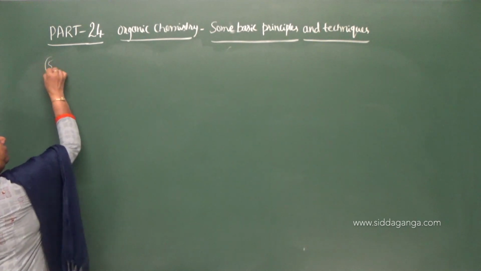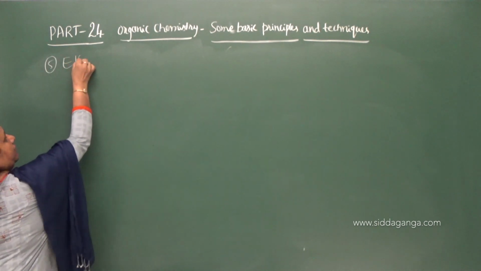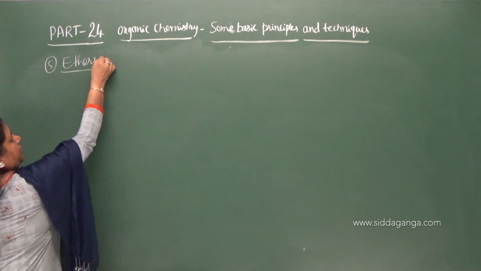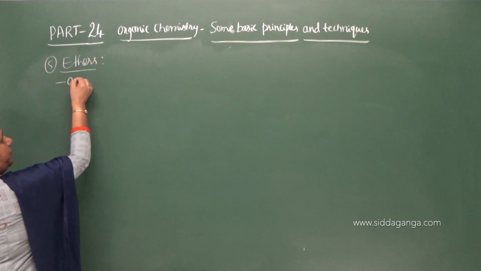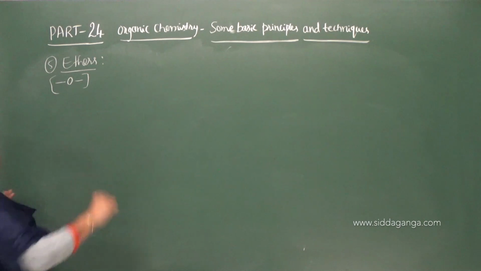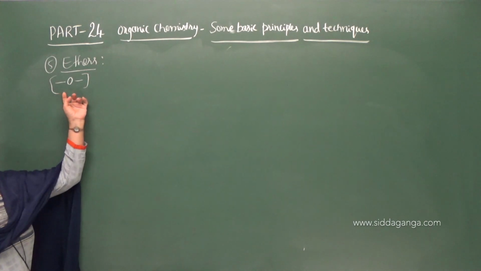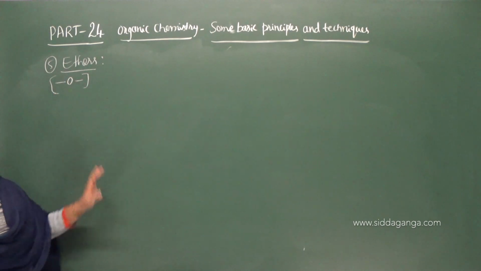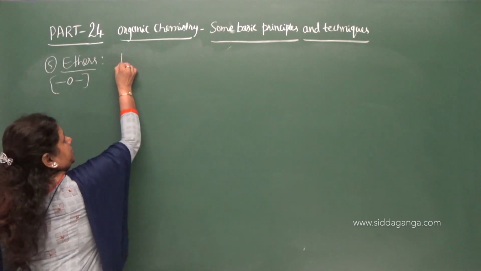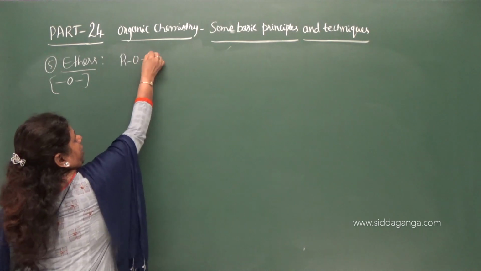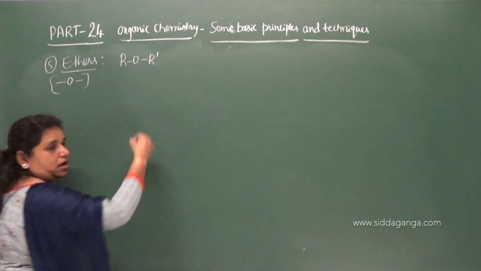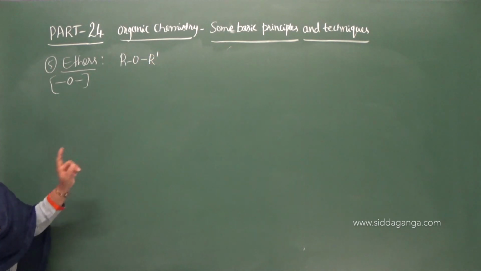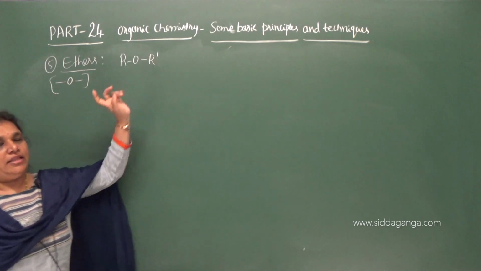The fifth one is ethers, and the functional group is this. It is a non-terminal functional group. It must be between the two alkyl groups, and hence the general representation here is ROR dash. ROR dash is the general representation of ethers.